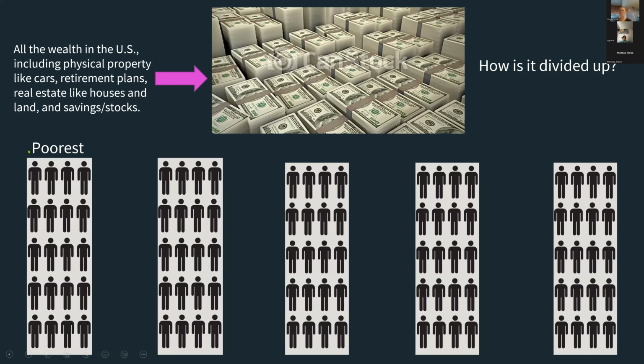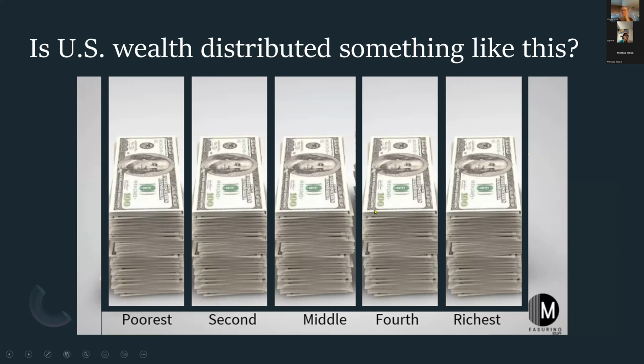Among the poorest people, the second group, the middle 20%, the fourth 20%, and the richest. So what is this going to look like? As you're thinking about this problem, maybe you think this is what the wealth looks like in the United States. If you took all those dollars, maybe you think the poorest have about the same as the richest, and everything is pretty equal in this country.